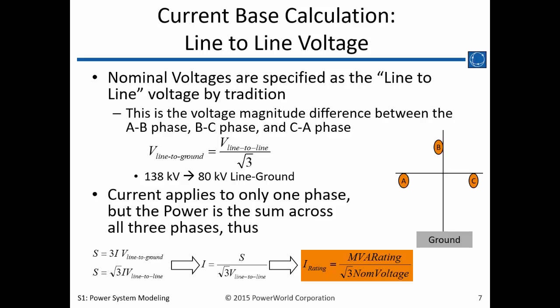So nominal voltages are specified as line to line by tradition. So this is the voltage magnitude difference between the AB, BC, and CA phase. So line to ground voltage is equal to the line to line voltage over the square root of 3. And that's where the square root of 3 comes into play when you're calculating the current, because the current applies to only one phase, but the power is the sum across all 3 phases. Therefore, you get a factor of the square root of 3 in the calculation for the current base.